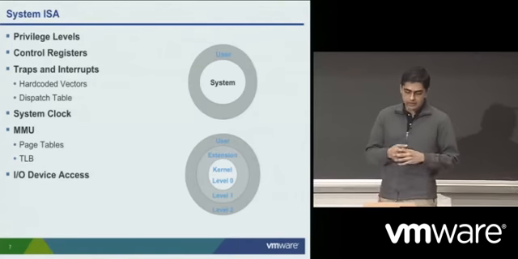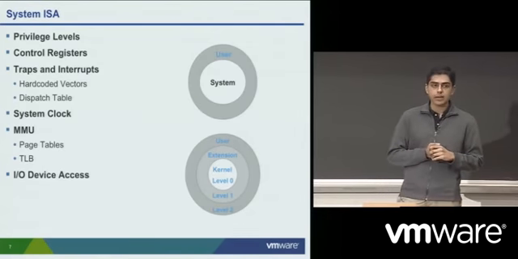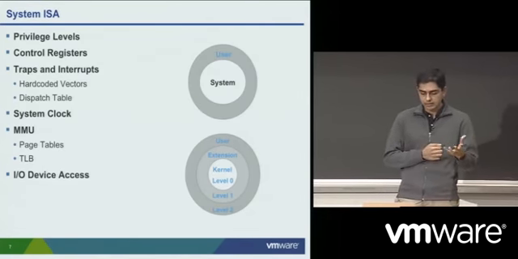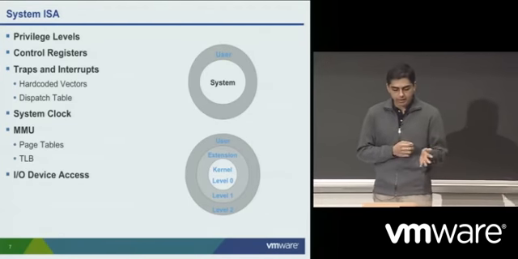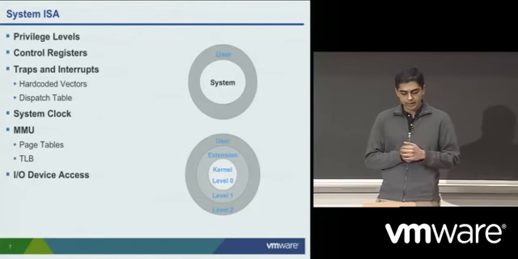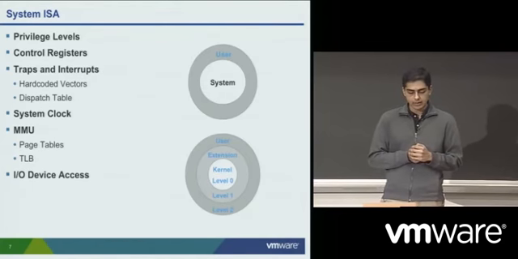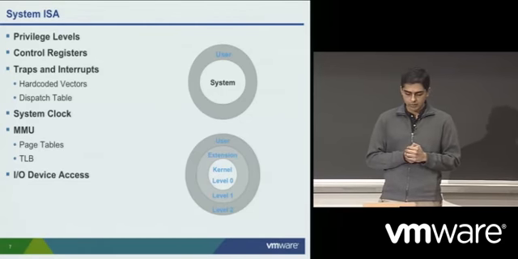So the system ISA consists of the privileged registers, which are also called control registers, one of which is the page table base, and you can have other kinds of privileged registers like the current mode you're executing in and so on. It also has trap and interrupt handling code, and then the system clock, the memory management unit configuration, I/O device accesses, and so on and so forth.